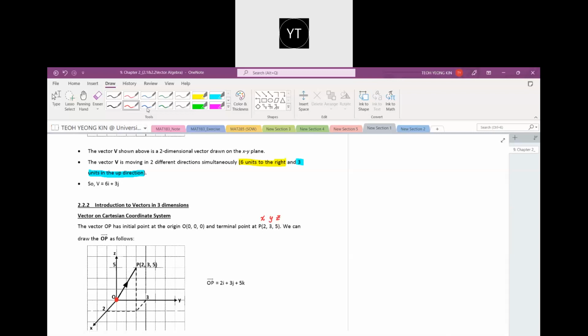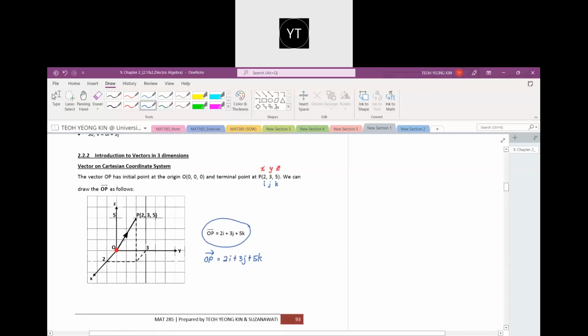So the units that we're going to use are I, J, and K. Kita akan guna I, J, K. We can draw OP as follows. That's why the vector OP in 3 dimensions is 2I plus 3J plus 5K. Just ikut koordinat kat sini je. Depan I, tengah ni J, belakang ni K. So I, J, and K. So this is the coordinate: 2 units, 3 units, and 5 units.